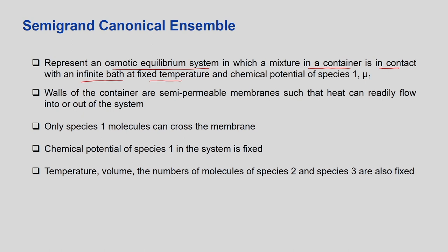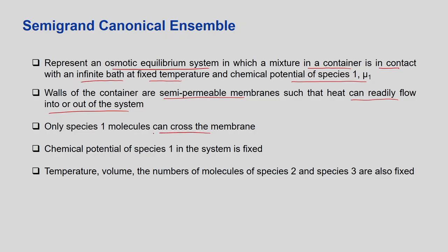But since only one of the compounds is allowed to pass through the membrane, only the chemical potential of that compound, compound 1, is fixed. So mu 1, the chemical potential of that compound, is fixed. The walls of the container are semi-permeable membranes, such that heat can readily flow in or out of the system. So it is not an isolated system, but you allow only a particular molecule, in this case molecule 1, to pass through the semi-permeable membrane. Only species 1 molecules can cross the membrane.